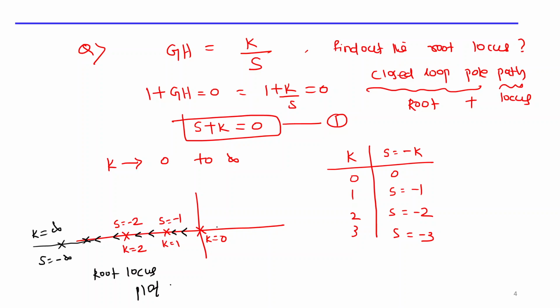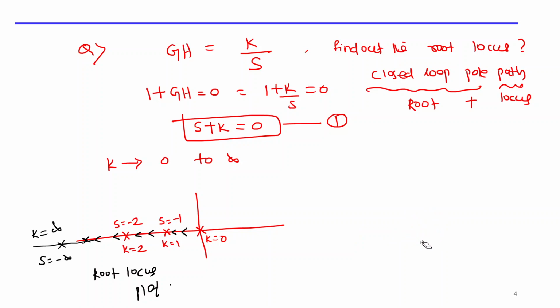Is this point clear to everyone? Yes, sir. So now I'm taking another example, for understanding whether this definition is always true or not. Let me give a second example: G(s) equal to k divided by s square. So now I'm drawing the characteristic equation again. Root locus means closed loop pole path, so find out the closed loop transfer function. So 1 plus GH equal to 0.